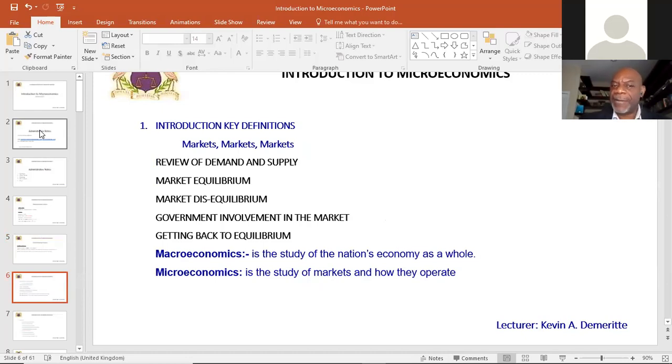We reviewed demand and supply, how we go about calculating demand and supply. We understand demand and supply to mean. We talked about market equilibrium. We defined very clearly what we meant by market equilibrium. We also talked about market efficiency and what that meant. Then we talked about what happens when a market is not in equilibrium, a market that's in disequilibrium. Principally, we talked about this disequilibrium being caused by the government.